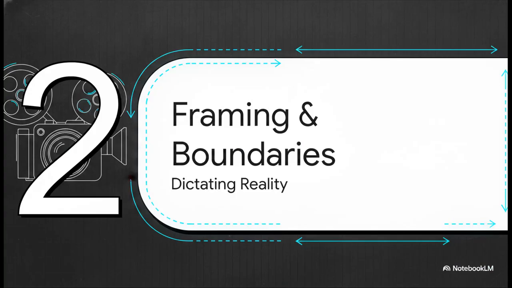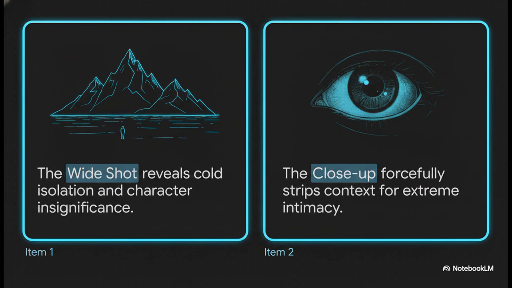Let's move on to our first major suspect. Section 2, Framing, Boundaries of Truth. This is all about dictating reality. This concept is all about how the literal, physical borders of the screen control exactly what we believe is true within the story. The frame is the absolute limit of our cinematic reality.